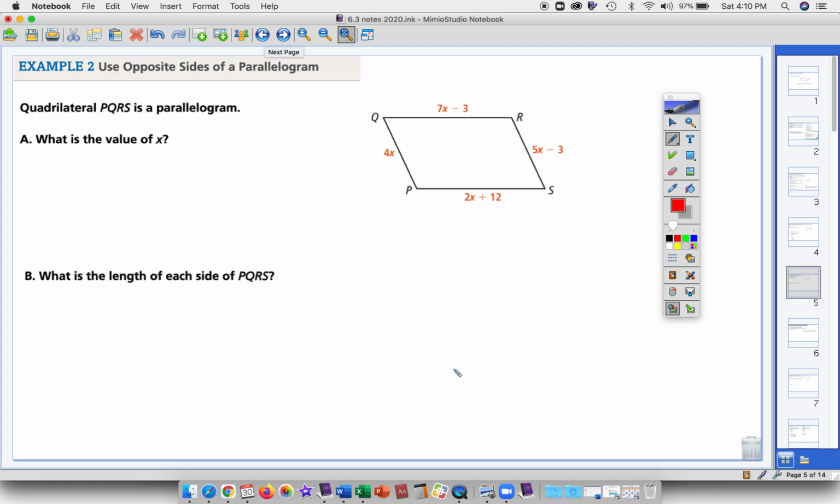So go ahead and try example 2. Find the value of x, and then determine the length of each side of the quadrilateral. Pause the video and take a minute to go ahead and do that. Okay, so I'm going to move along here. We're going to go over that problem a little later.